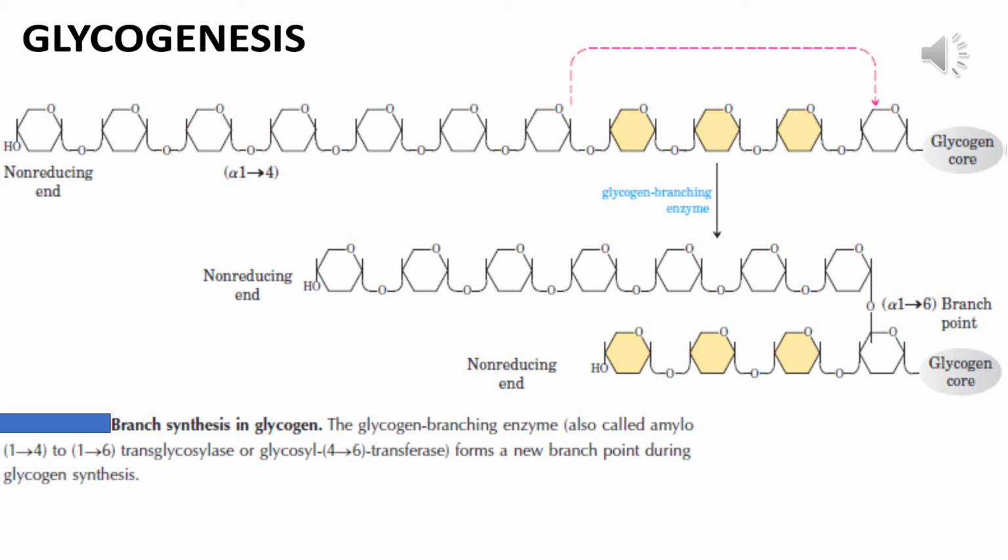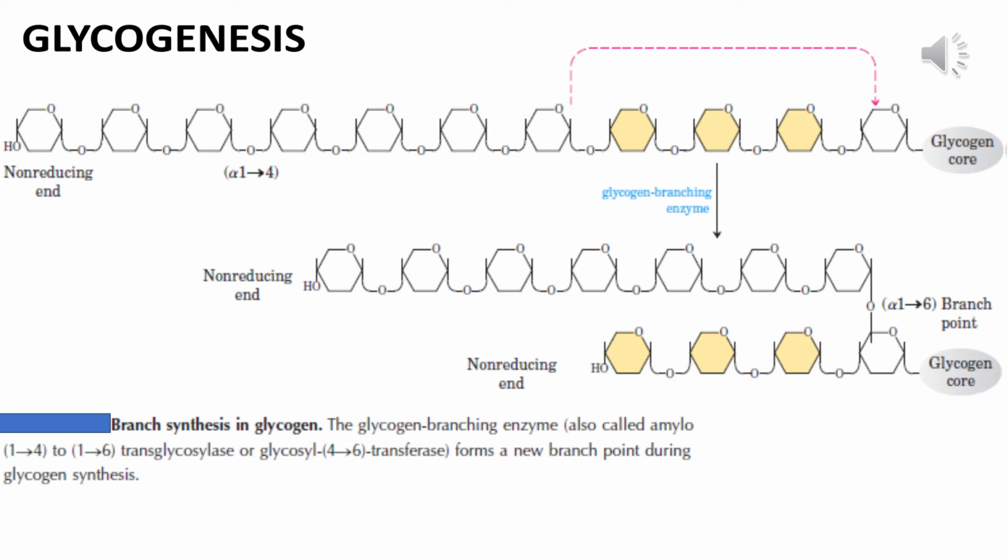From that carbon of the glycogen core glucose, how many glucose residues are remaining towards the left side? The three yellow shaded glucose residues. That means a long stretch of unbranched glucose residues is cut off and is bonded by means of an alpha 1,6 linkage to the fourth glucose residue from the cutoff point.